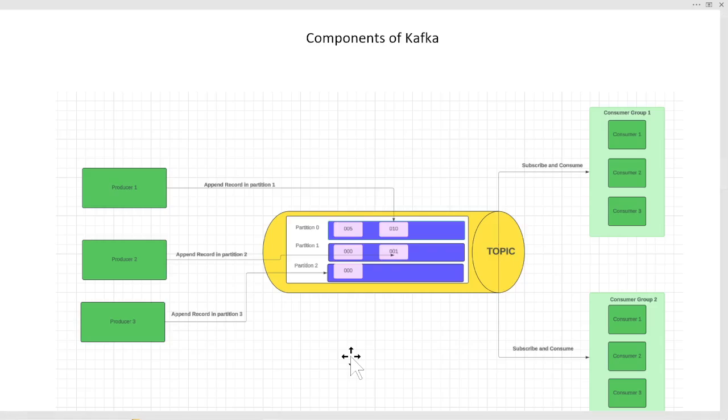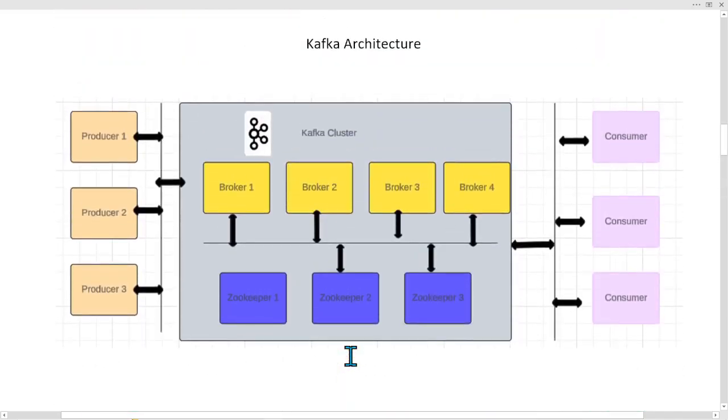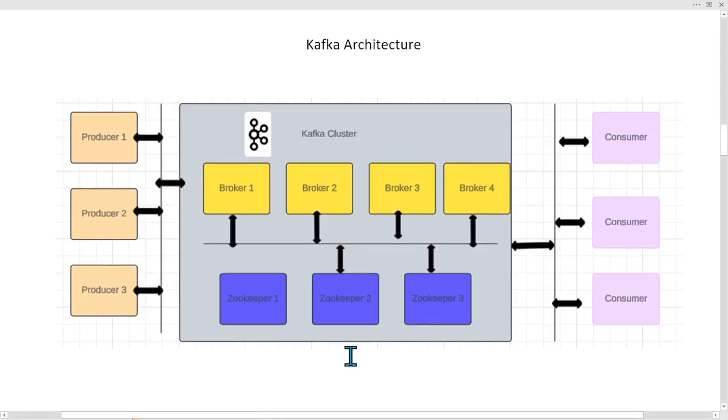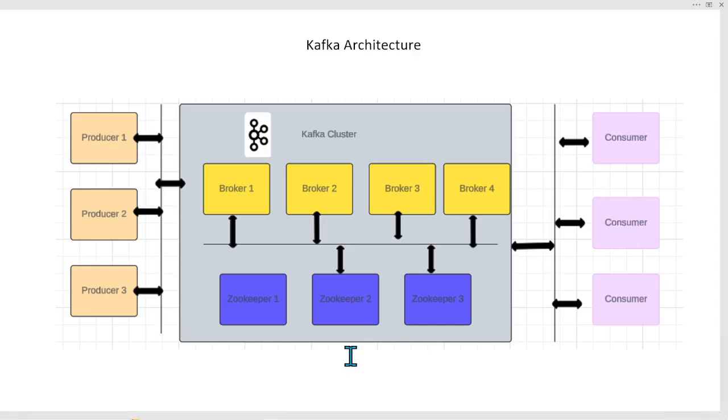Also, in the previous diagram, we saw Zookeeper nodes. So let's understand the role of Zookeeper as well. Zookeeper is responsible for electing the controller among Kafka broker nodes. It ensures only one broker is assigned as the controller at any time, and it facilitates automatic replacement of the controller in case of failure or departure from the cluster.